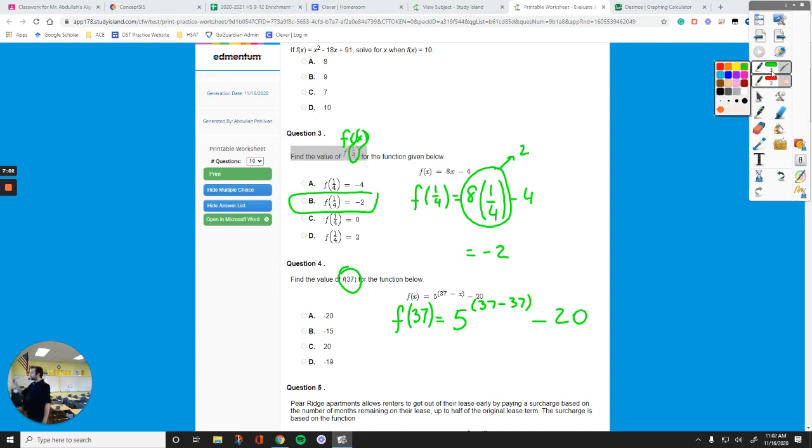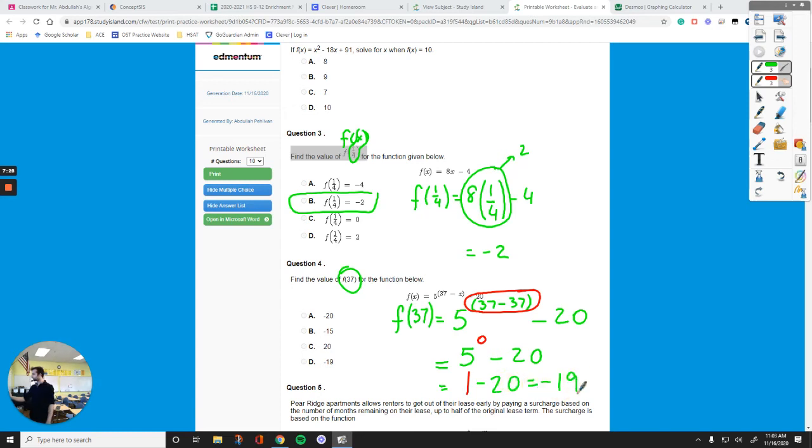Okay, now we have 0 as our power, so equals 5 in the base, 0 is in the power, minus 20 is in the base. What is 5 to the power of 0? Any number to the power of 0 is 1. Minus 20 equals -19. So this would be the answer.